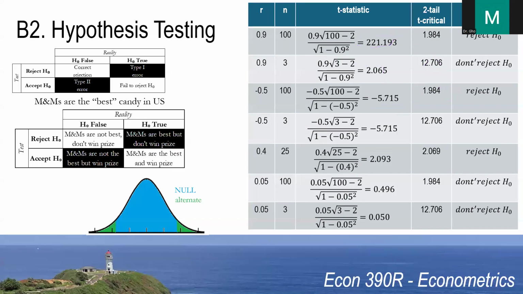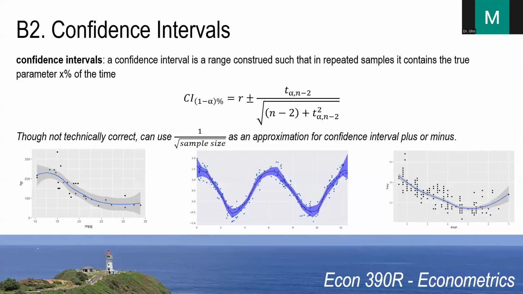Okay, there's hypothesis testing. Let's talk a little bit about confidence intervals. A confidence interval is a range constructed such that in a whole bunch of samples, the true parameter will be there X% of the time. And X% means 1 minus alpha. So if you have 5%, you're going to do 95% certainty. That means you're willing to be wrong 1 out of 20 times, but that's about it. And we've got the formula.